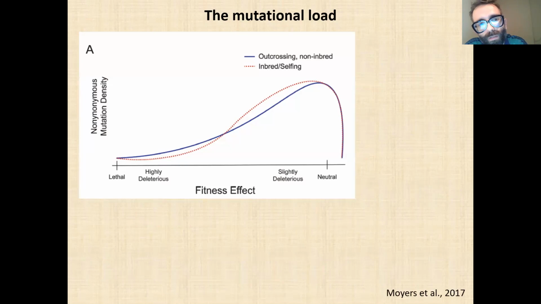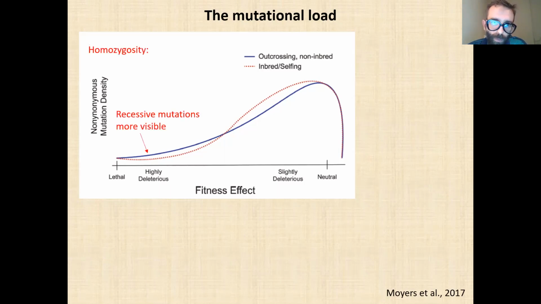And you have this in two populations: an outcrossing, non-inbred, so let's say healthy population in terms of genetics, and another population that will either be inbred or selfing, which, as I said, leads to more or less the same result. You can see a difference in the distribution of mutations between these two types of population. First of all, if you look at very highly deleterious mutations, you see that usually there is actually less of these very highly deleterious mutations in the selfing or inbred populations.